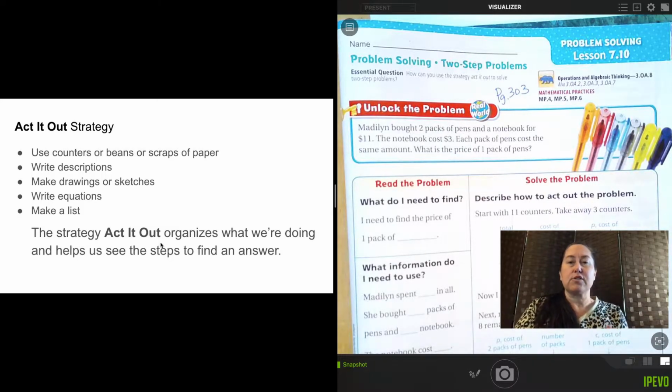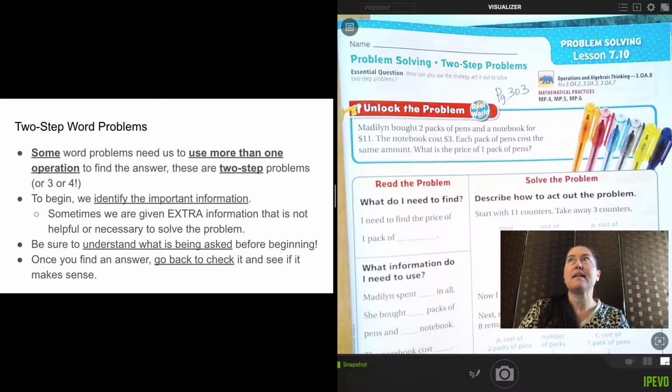This act it out strategy that we're going to practice today, it organizes what we're doing. And it helps you see the steps to find an answer. It really helps you visualize it because you're moving things around. Now, two-step word problems. Some word problems will need us to use more than one operation, so 2 or more operations to find the answer. These are the two-step problems. Sometimes there'll be 3 steps or 4 steps, but not yet.